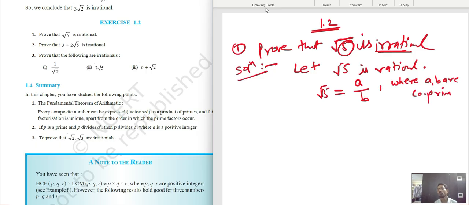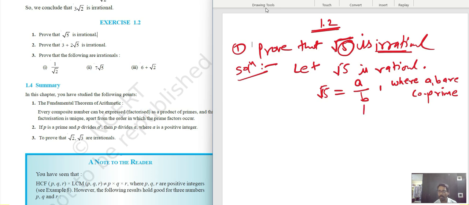What is the meaning of co-prime? It means there is no common factor in a and b. In any table, a and b both will not come. You can't divide a and b by any one number. Okay, any number. So now we can do like this.